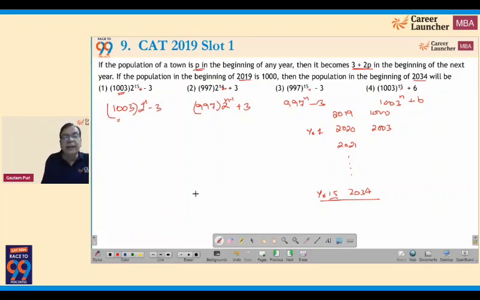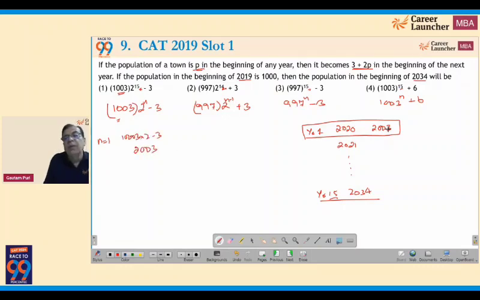Now this is the data which has been given to us. What we have done is, specific case given, convert into a general case. Now what should you do? Put n equal to 1. If you put n equal to 1, what do we get in choice 1? Let me just erase this part so that I have some place to work. For n equal to 1, the answer should be 2003. If I put n equal to 1, what do I get? 1003 into 2 minus 3, which is 2003, which is satisfying.